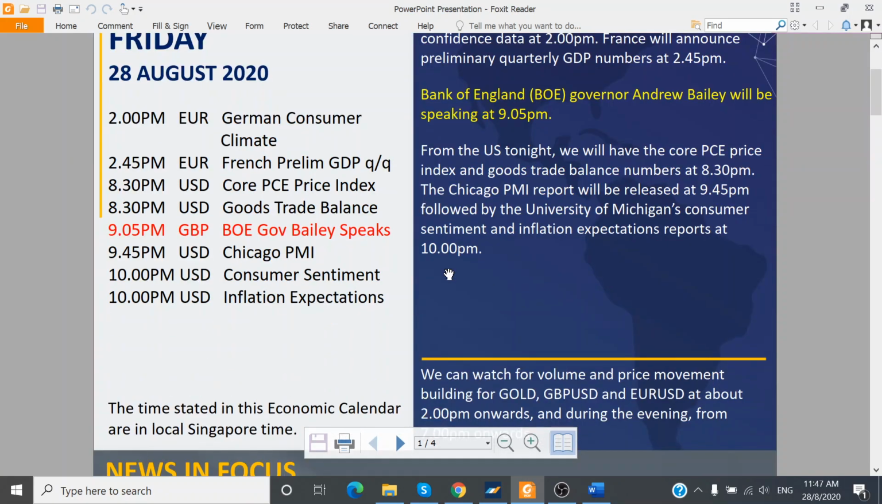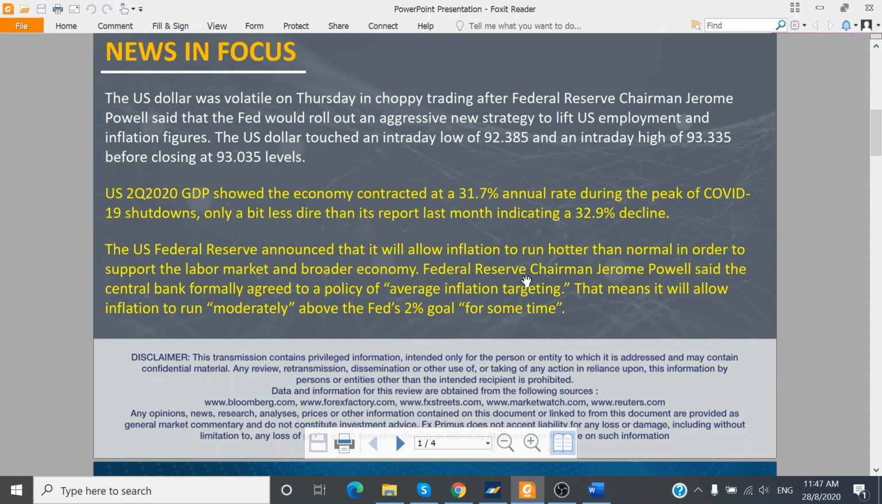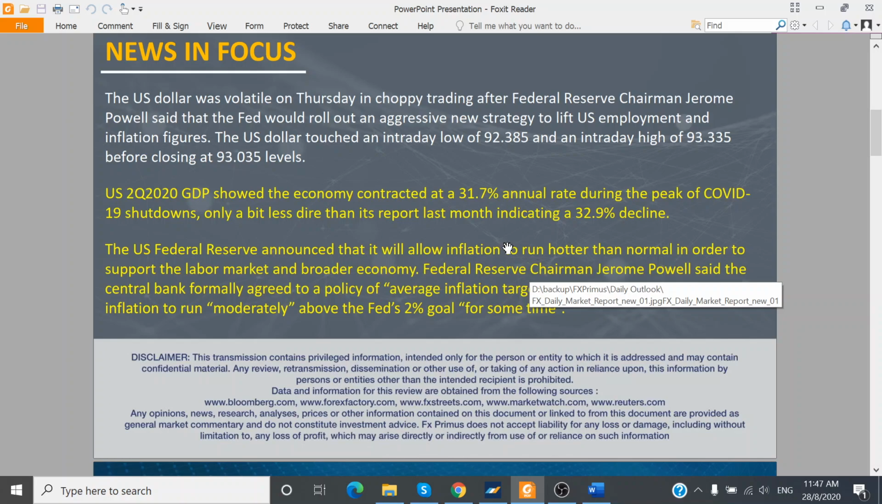Over the last 24 hours, the US dollar was trading in a very volatile fashion. It was whipsawing down and up during Mr. Jerome Powell's speech at 9 p.m. yesterday. The main takeaway from the speech was that the Federal Reserve is looking to roll out aggressive strategies to improve the employment or labor situation in the US, and also to improve economic growth. Of course, they are also looking to push up inflation, or allow inflation to go past the 2% target.